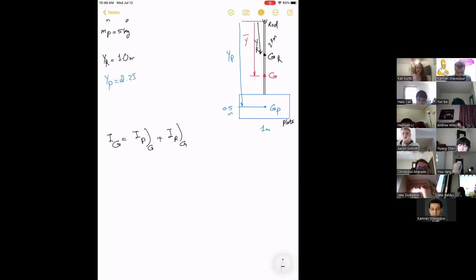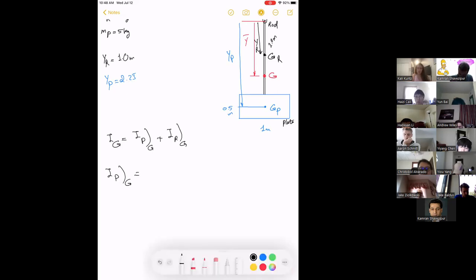Okay. Now, I of plate about G, how much is it? If you look at the back of your book, please pay attention for a second here. We have I of G about its own center of mass in the textbook, right? You can look at it. Now we want to find I of G about this point. So we have this distance of d.